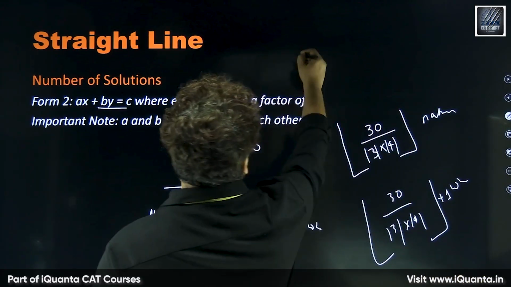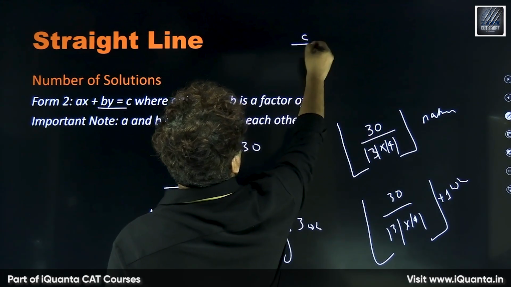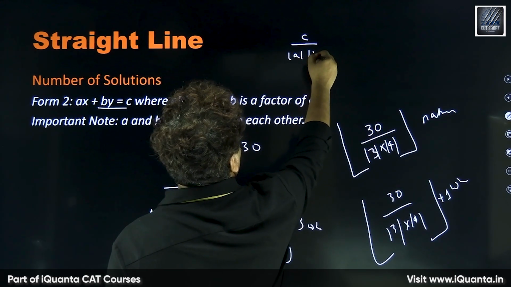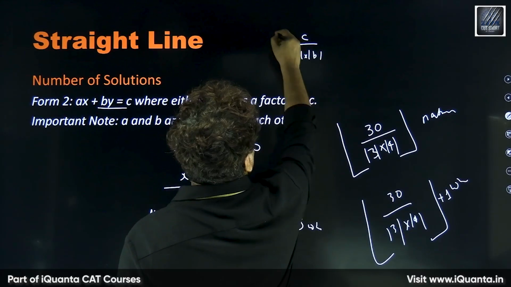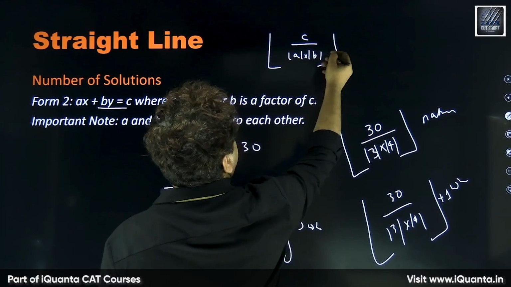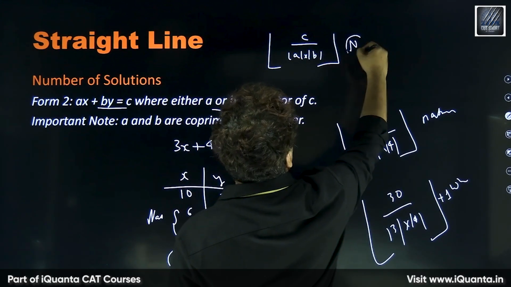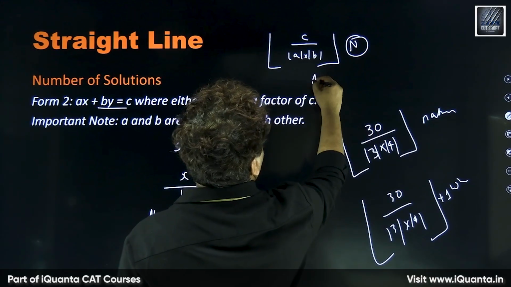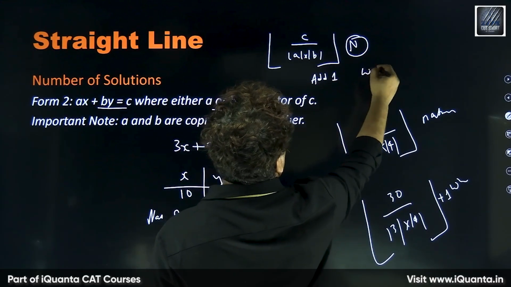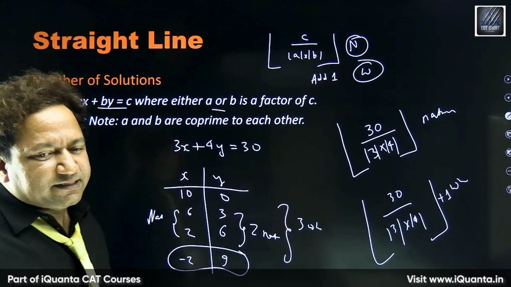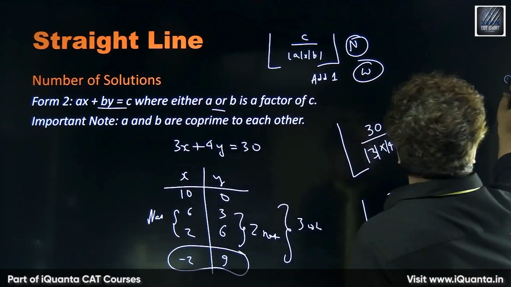So the shortcut is C upon mod A mod B. The greatest integer, the integral part of this, is equal to the number of natural solutions. And if I add 1 to it, I get the whole solutions. Interesting. Coming to the next one. I hope you guessed that.